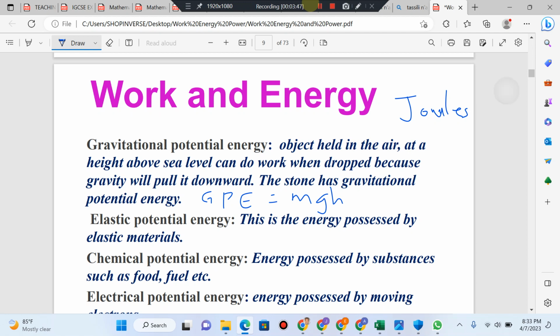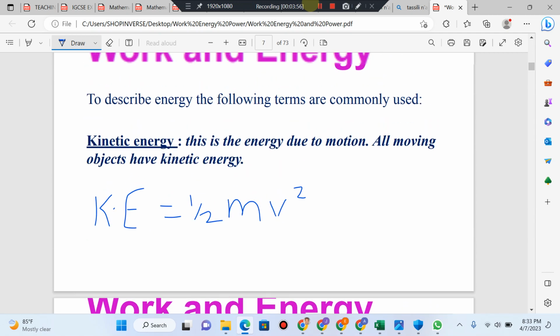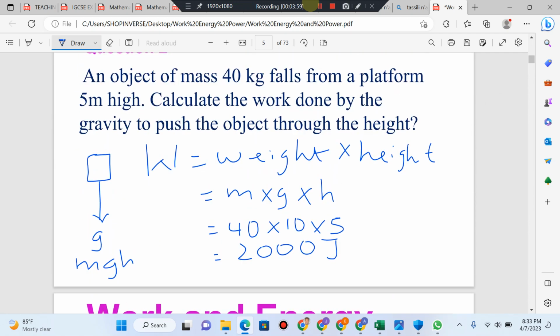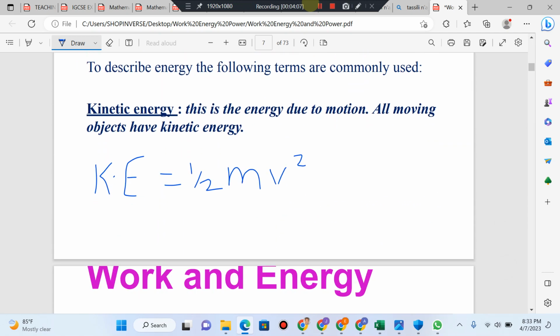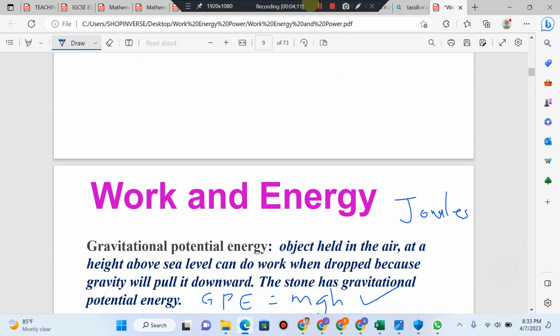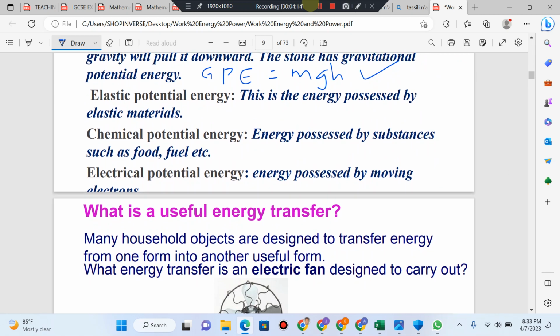Take note that energy is measured in joules, just like work done. Work is also measured in joules. Hence, take note of a similarity. The formula for calculating gravitational potential energy is the same formula for calculating work done when an object falls due to gravity. So you can say the energy is being used in doing work. The gravitational potential energy will be used in doing work in bringing that object downwards.